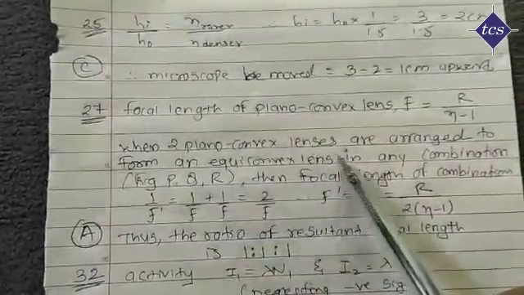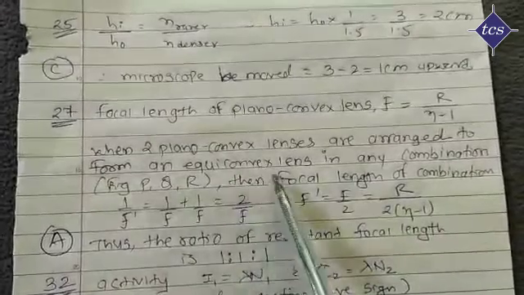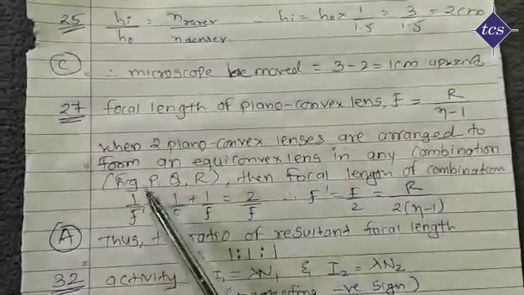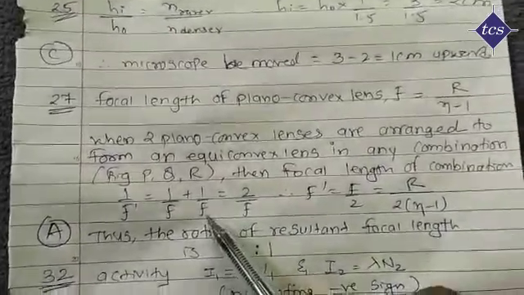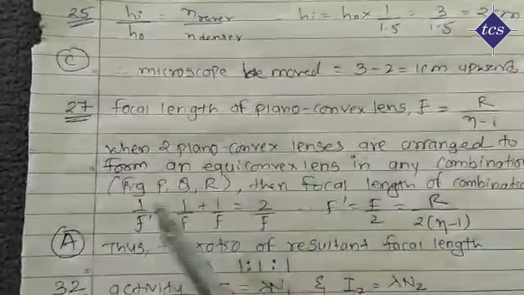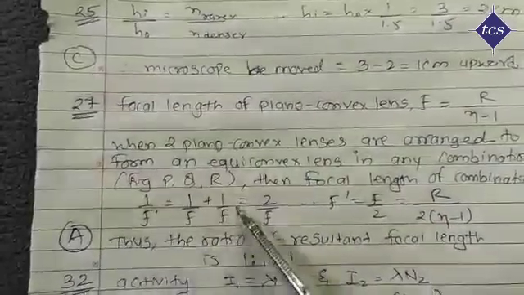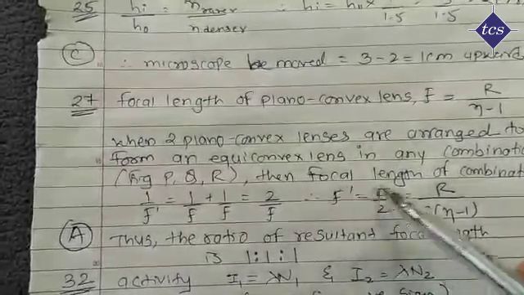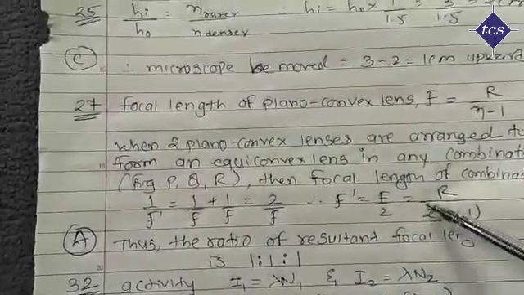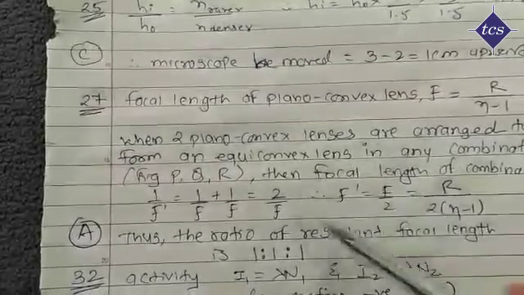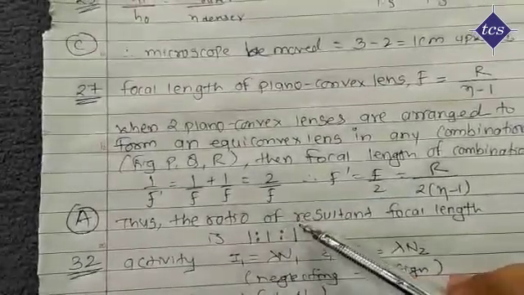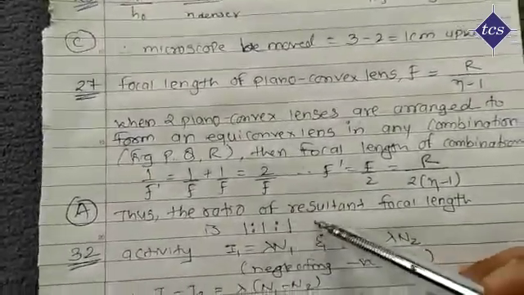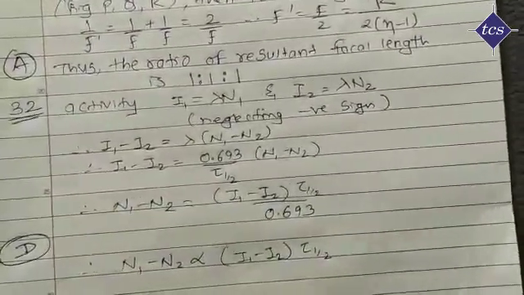Now when two plano-convex lenses are arranged to form an equiconvex lens in any of the combinations, that is figures P, Q, R, the resultant focal length will be 1 by f equals 1 by f1 plus 1 by f2. Now these two lenses are placed in contact, and in contact the resultant focal length is added by reciprocal. So 2 by f, that is f dash equals f by 2. So f dash is r upon 2 into eta minus 1. So all the combinations will have the same focal length. So if you take the ratio, it will turn out to be 1, so their ratio will be 1:1:1. Option number A.